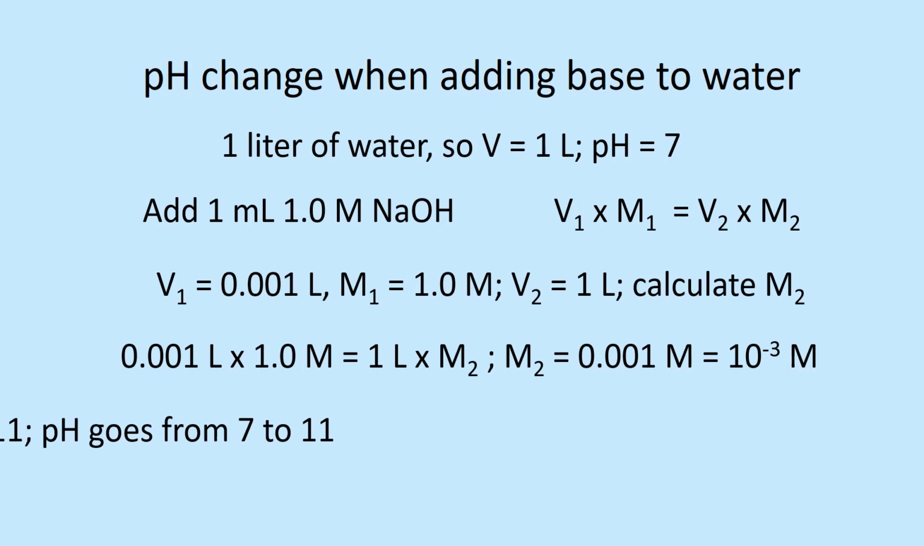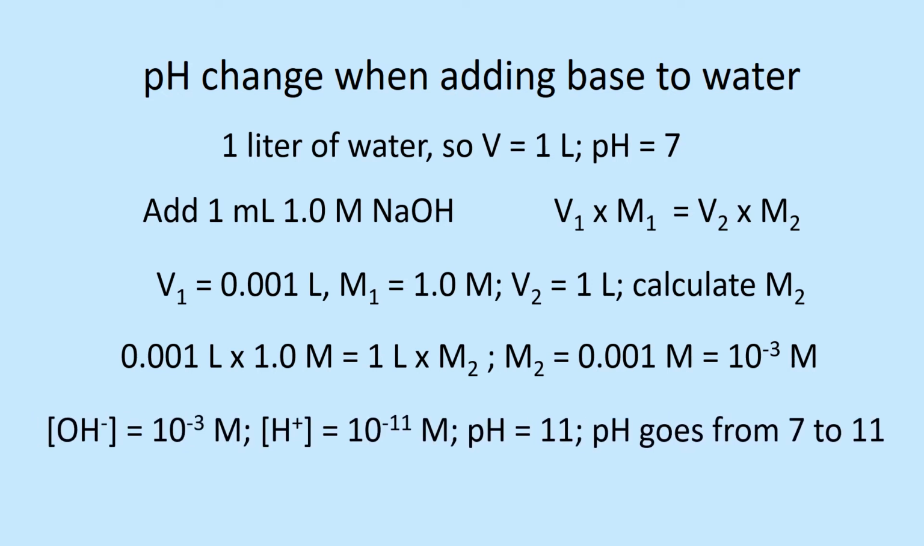In this case, the 10 to the minus 3 molar is the concentration of hydroxide, so the H+ concentration is 10 to the minus 11. The exponents add up to minus 14 in pure water. So that means if the H+ concentration is 10 to the minus 11, the pH is 11. When you add this 1 milliliter of NaOH to water, the pH goes from 7 to 11.